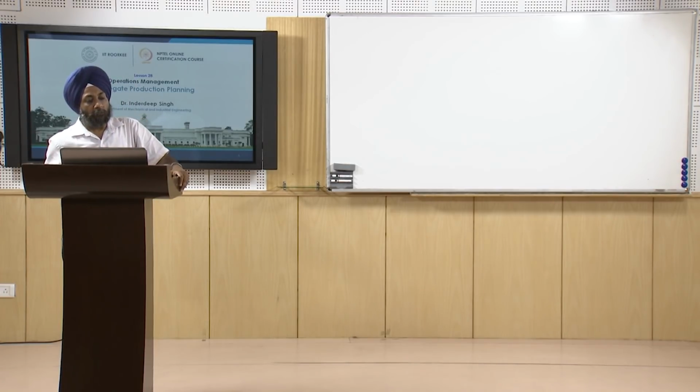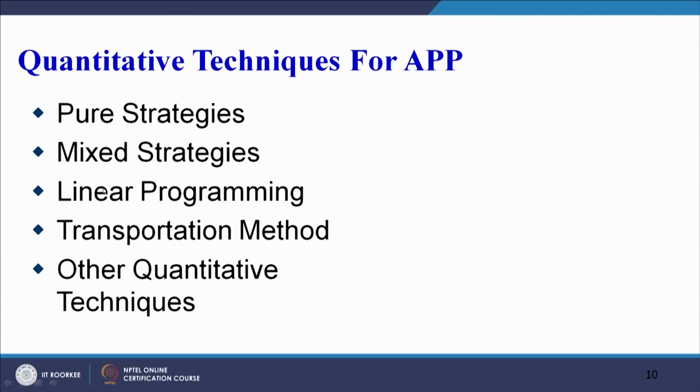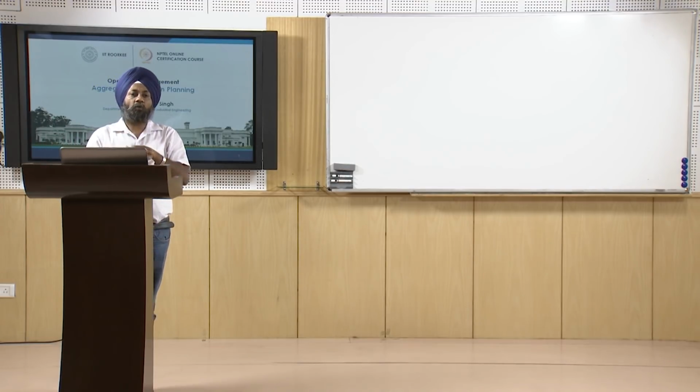How can we solve this problem of minimization of the total production cost? We can use pure strategies or mixed strategies. Pure strategies are in terms of level production or chase demand strategy. Mixed strategies are a combination of both. There are also linear programming, the transportation method, and other quantitative techniques available. We will use any of these methods to solve the problem of minimization of the total production cost for the year. Now let us quickly take one or two examples.